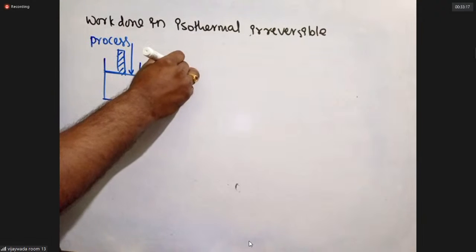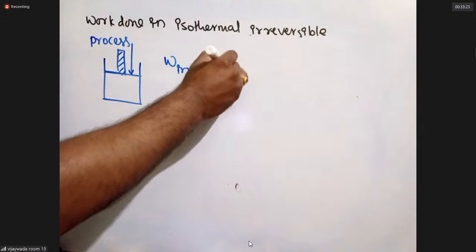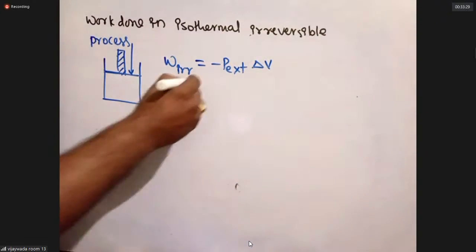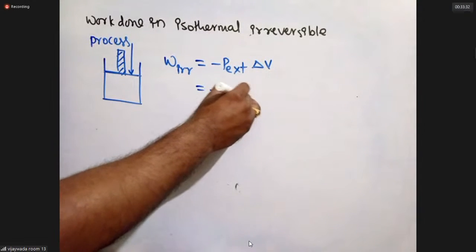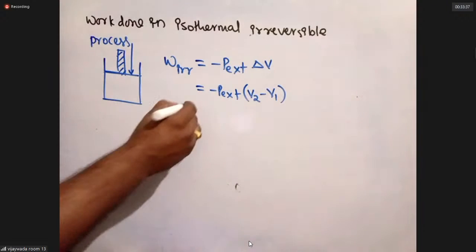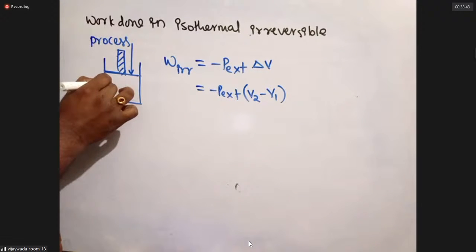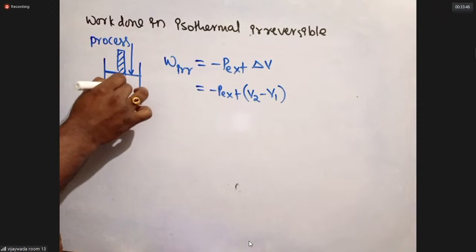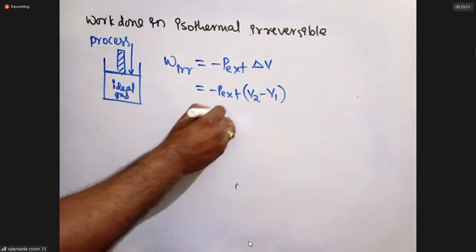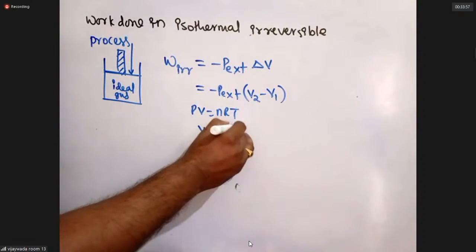Work done for the irreversible process equals minus P external into delta V. What is delta V? Final volume minus initial volume. This volume relates to the gas inside the cylinder, let us assume it is an ideal gas. Now, PV equals nRT, so V equals nRT by P.